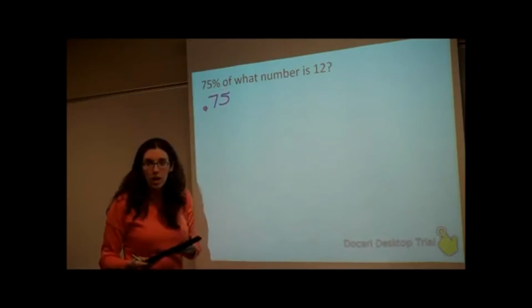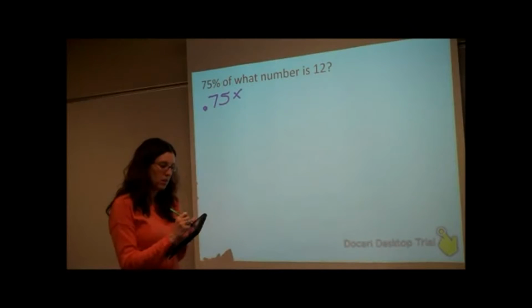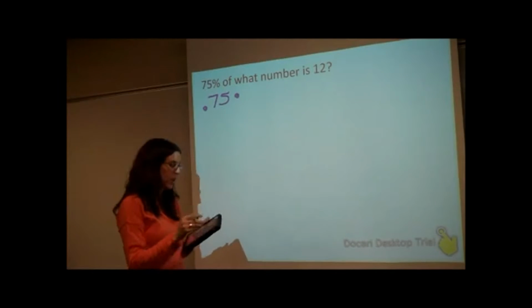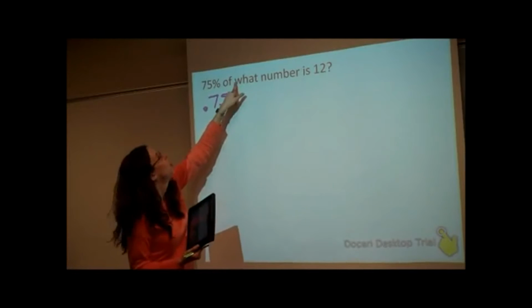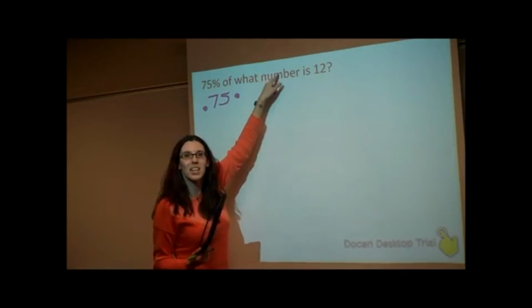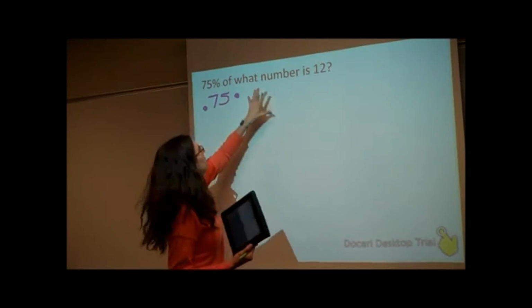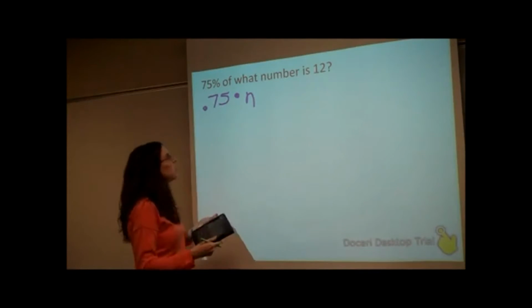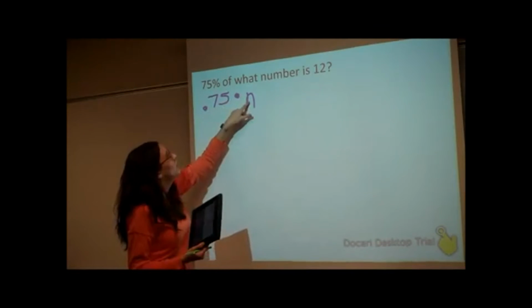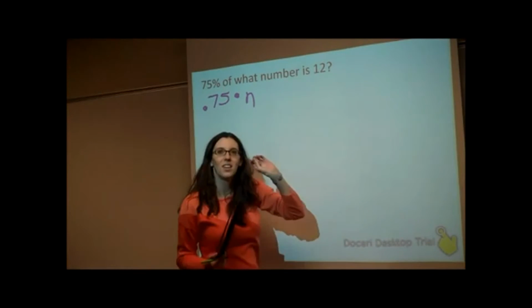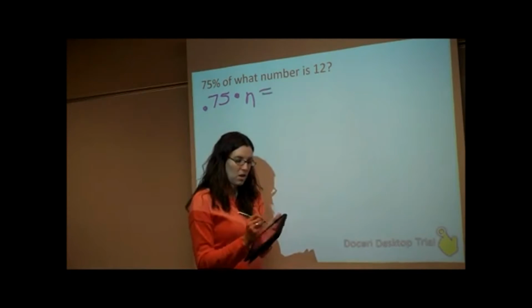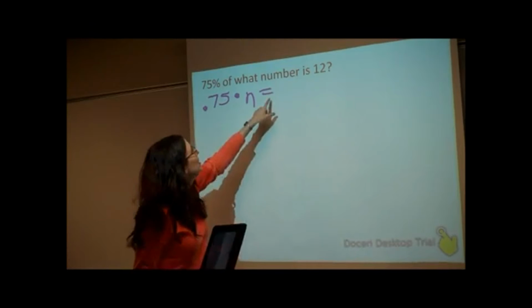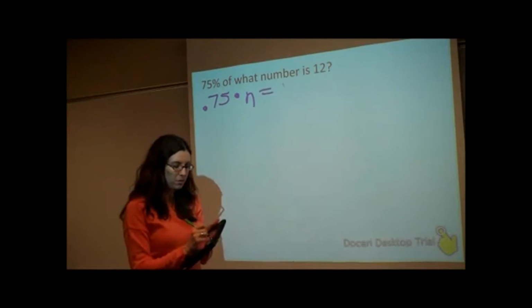Okay? So of is my keyword to multiply. I'm going to use an X here. Actually, I'll use a dot because we're going to have a variable coming up. So 0.75 times what number? Well, that's my key. Here's what you're trying to find. So this is my variable. Pick a number, or pick a letter. We're going to use n since it's what number. So 0.75 times n equals. Okay? 2 plus 2 equals 4. That is means equals, and then 12.